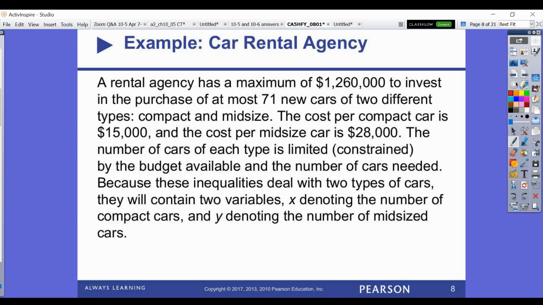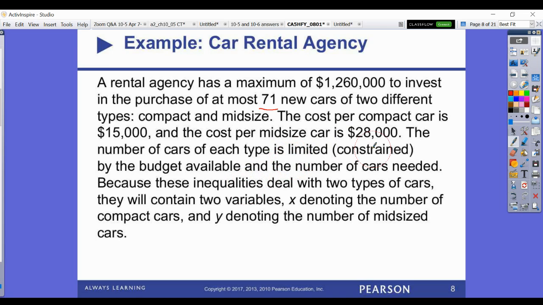A rental agency has a maximum of 1.26 million to invest in the purchase of at most 71 new cars of 2 different types, compact and midsize. The cost per compact car is $15,000 and the cost per midsize car is $28,000. The number of cars of each type is limited by the budget available and the number of cars needed.